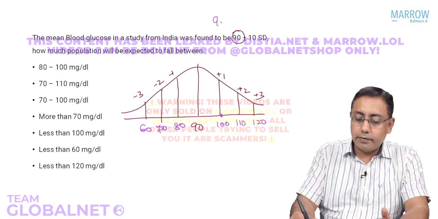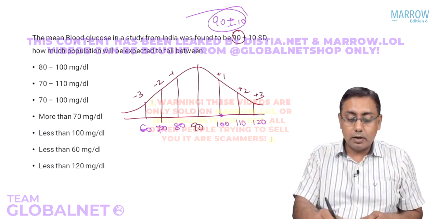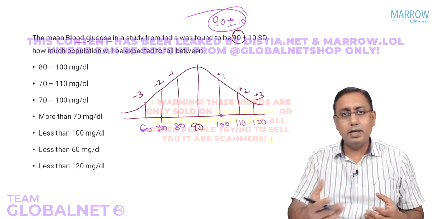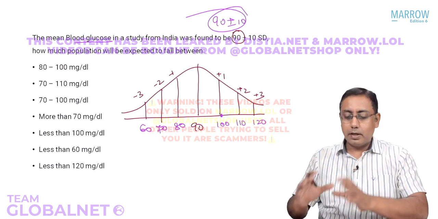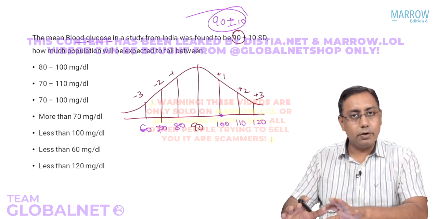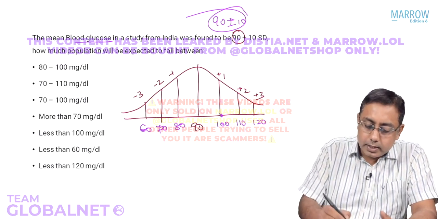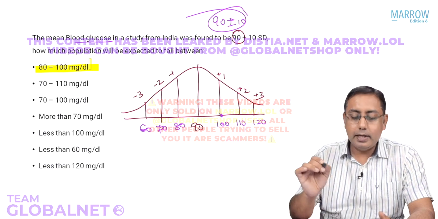So you have drawn a normal distribution curve using this data. What is the data you were given? 90 plus minus 10. Whether it is blood glucose or blood pressure or Hb levels or whatever it is, that is a separate story. But mind you, what we have over here is a normal distribution curve, and that's how we fill it. Now, the first question is how much population is going to lie between 80 and 100.